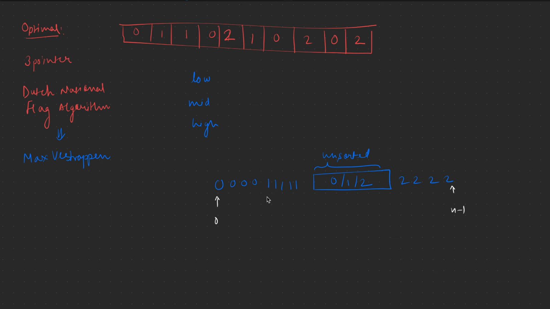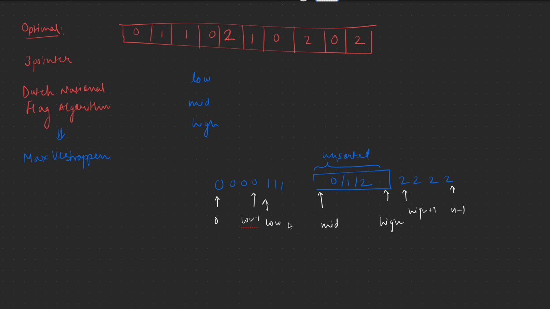For the first one element we will call this low, and the zeroth element before that will be low minus 1. The first element of the unsorted array will be mid, and the previous one will be mid minus 1, and the last unsorted element will be high, and the first two will be high plus 1. I know this will sound a little complicated, but don't worry, we'll see in a little while why this is very simple.